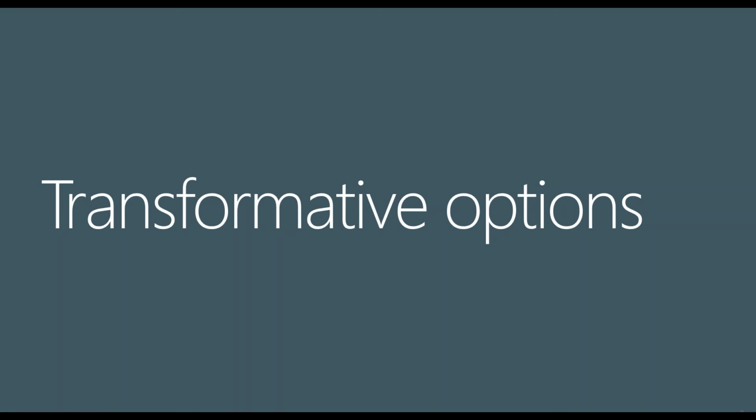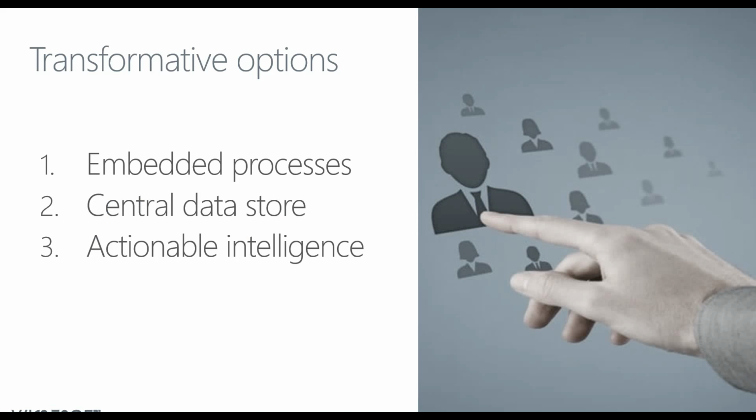So what are some transformative options that we can take here? Well, one is we want to have an environment, ideally, where our processes are embedded into the solutions or the technology that we use to manage this. We'd ideally have a central data store that has resource and other components in it, so that we have everything at our fingertips that's connected and part of a more complete and comprehensive data source. And then ultimately, we'd like to take that rich data and make actionable intelligence out of it all, so that we can make good decisions and trade-offs as we go through the process.